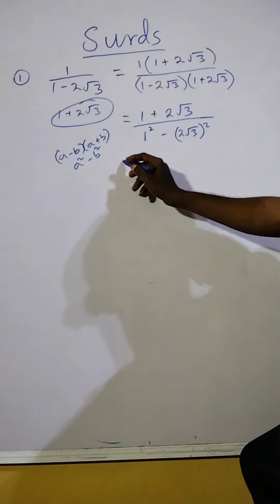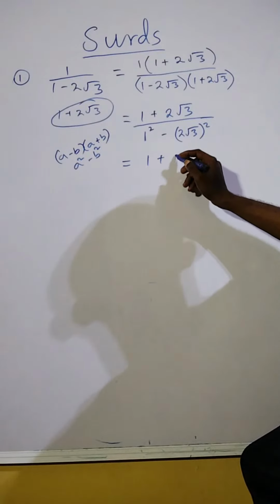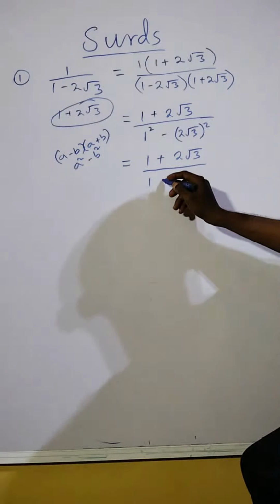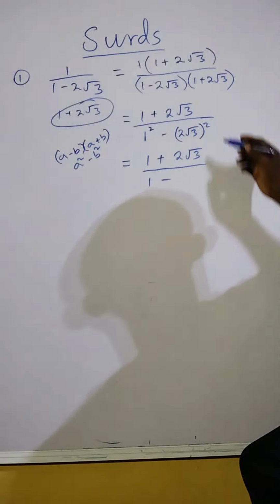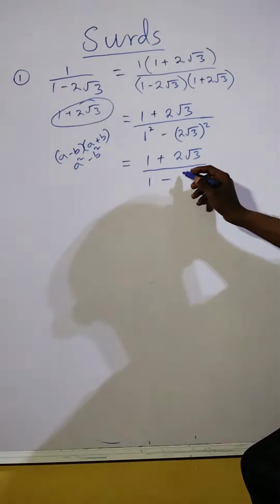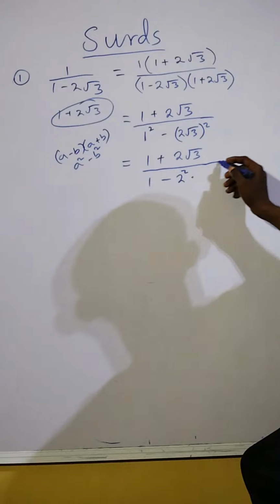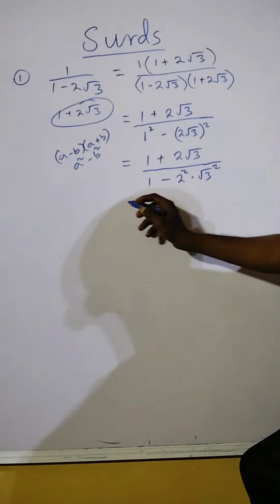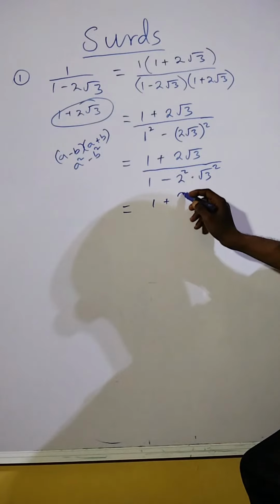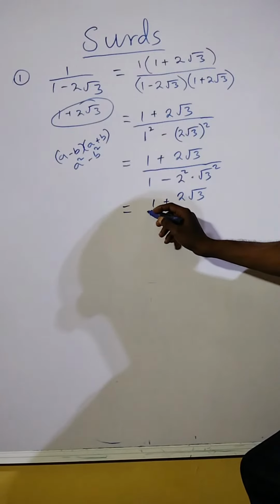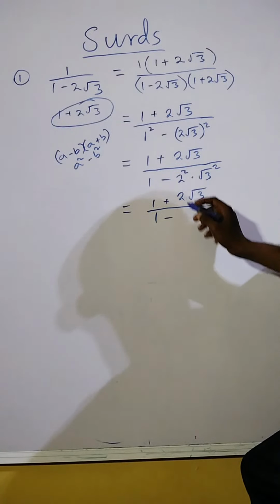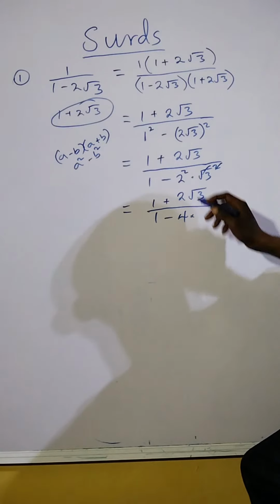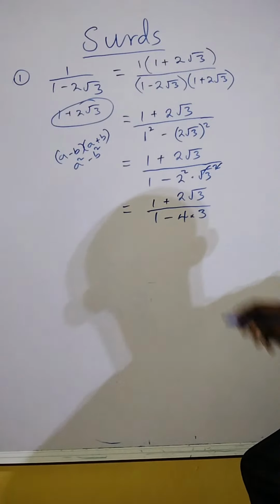That is, here we have 1 plus 2 root 3 over 1 square, which is 1, and minus 2 root 3 squared. This square will affect 2, so this becomes 2 square, then times also root 3, that's root 3 square. And we have 1 plus 2 root 3 over 1 minus 2 square, that's 4, and times root 3 square. Square cancels square root, we have 3.